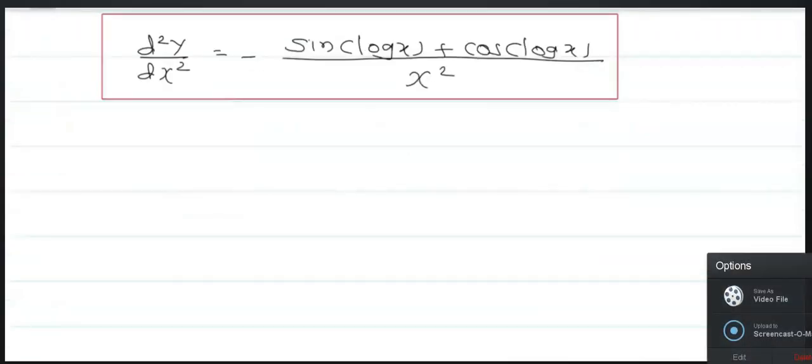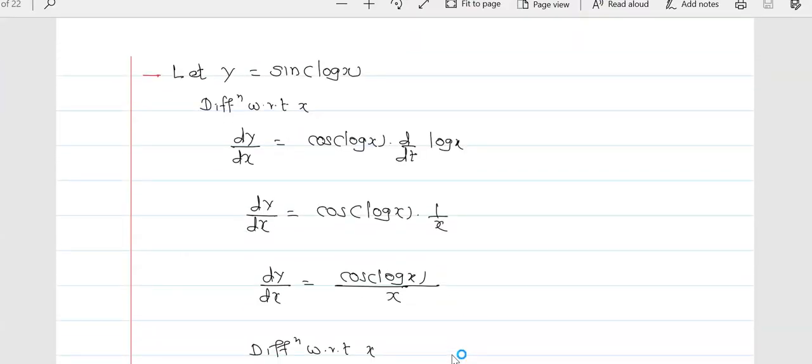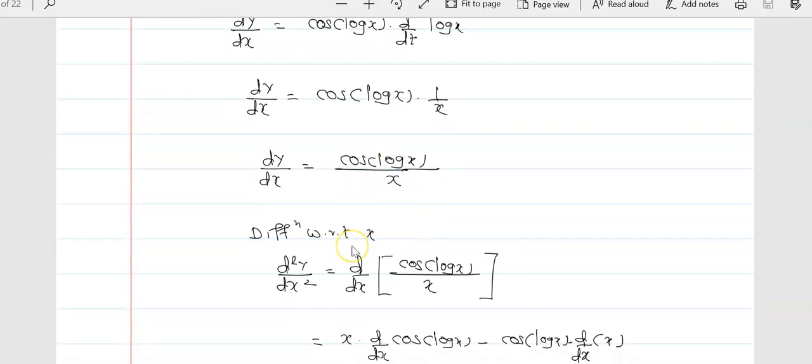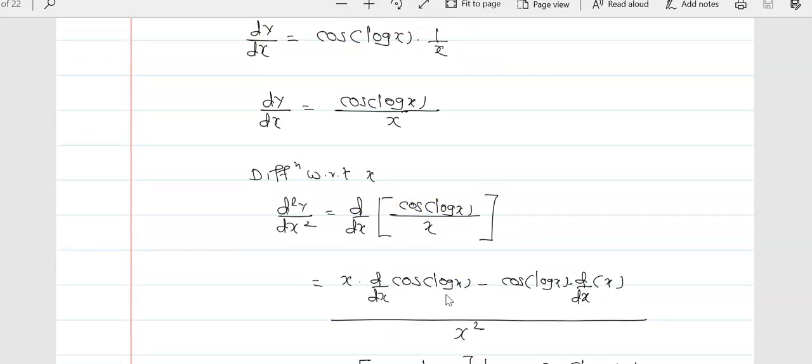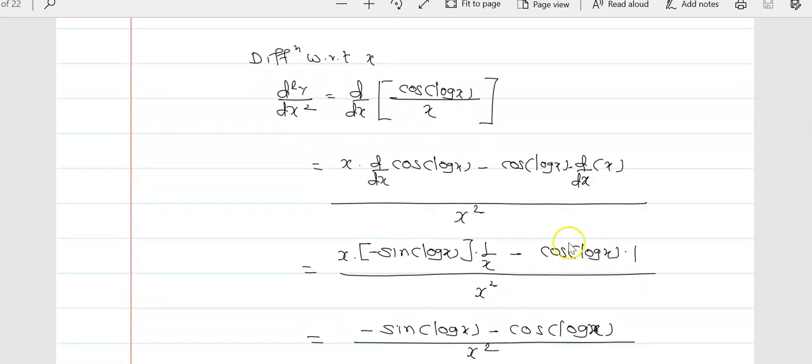Now see this again here. y is equals to sine of log x. Differentiate this with respect to x: dy by dx is equals to cos of log x into derivative of log x, which is 1 upon x. Therefore, dy by dx is equals to cos of log x upon x. Now differentiate this again with respect to x. Therefore, you will get d2y by dx square is equals to d/dx of cos of log x upon x. Now apply here the quotient rule, that is x into d/dx of cos of log x minus cos of log x into derivative of x, which is 1, upon x square.